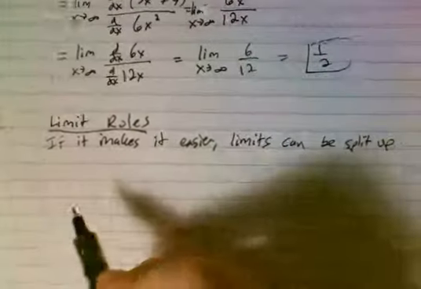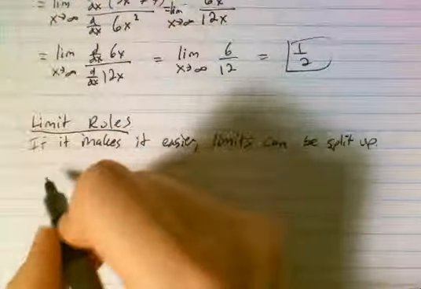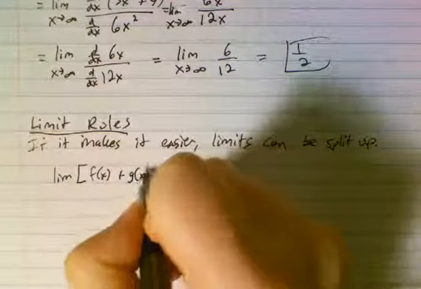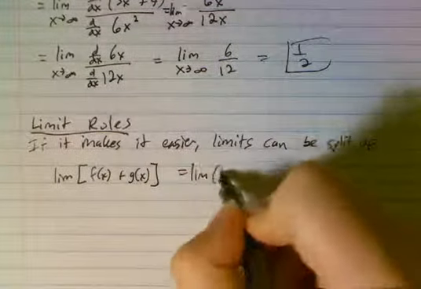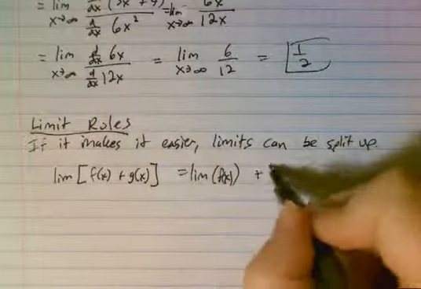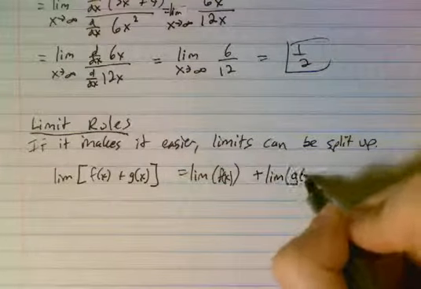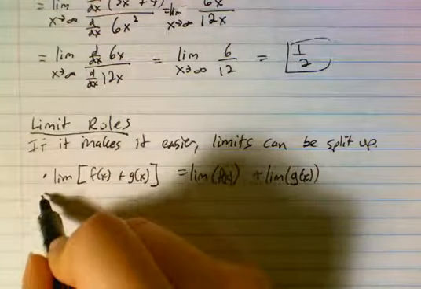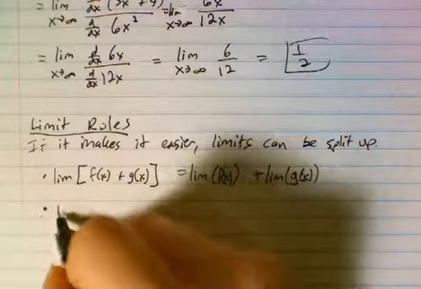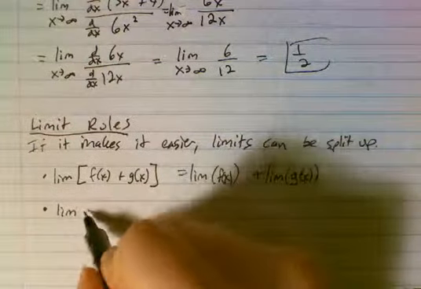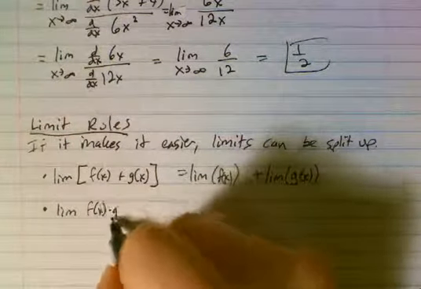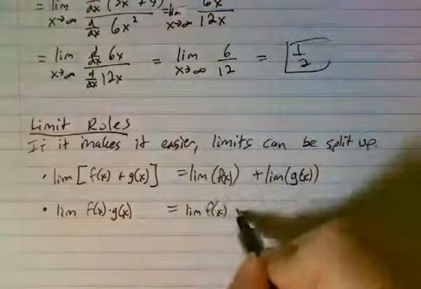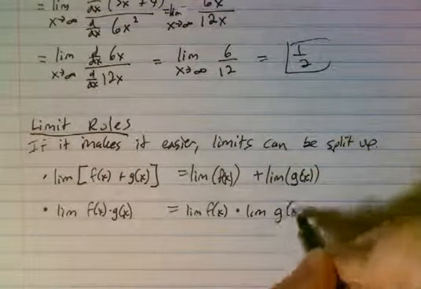The most critical one: the limit of f of x plus g of x is the limit of f of x plus the limit of g of x. That's the same as the derivative rules. This one is not. The limit of f of x times g of x is the limit of f of x times the limit of g of x.